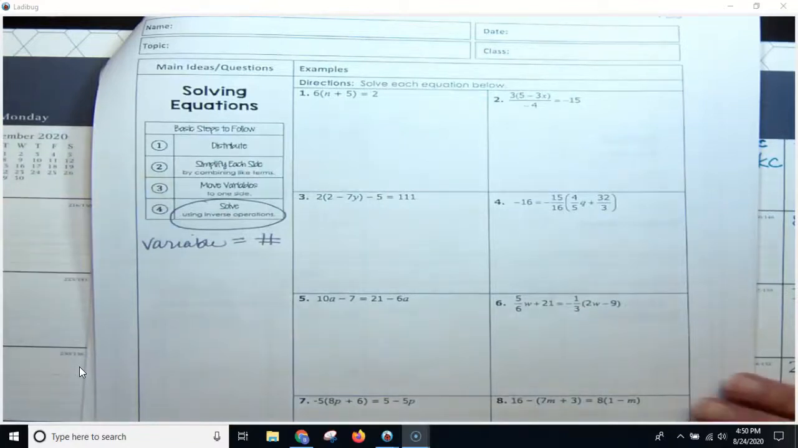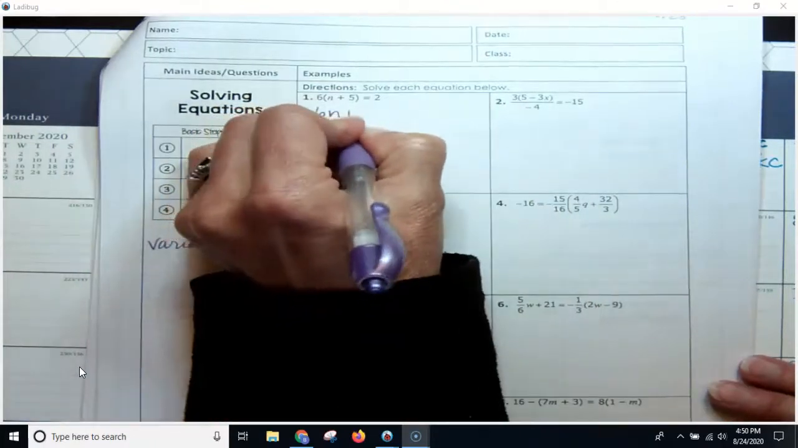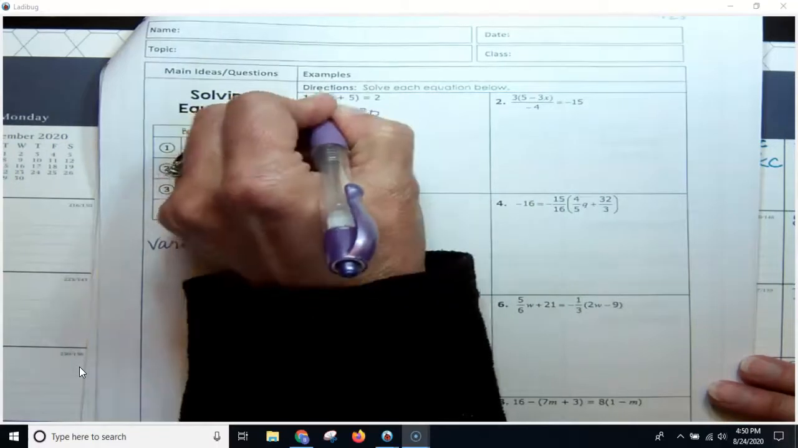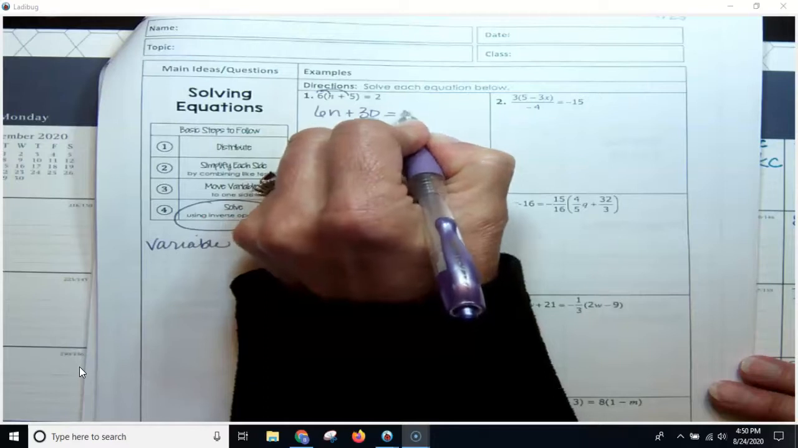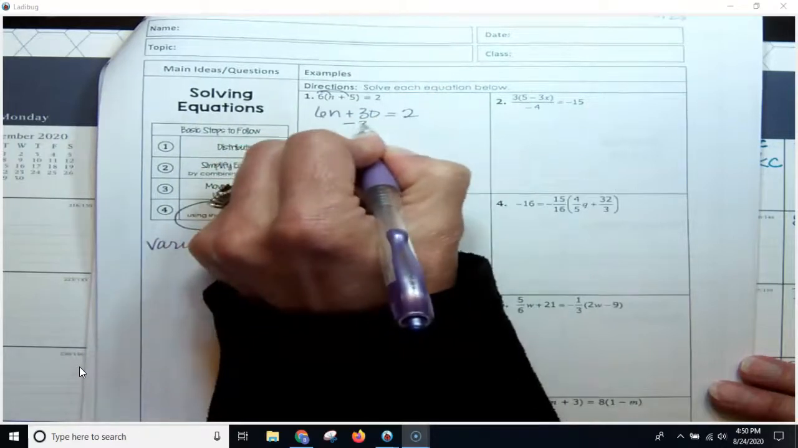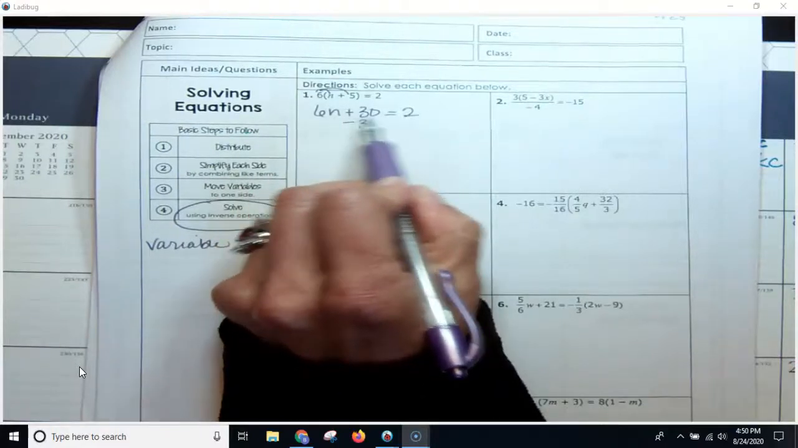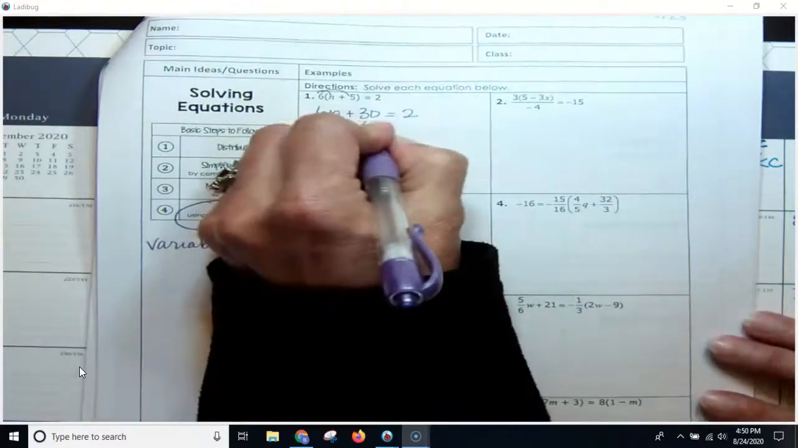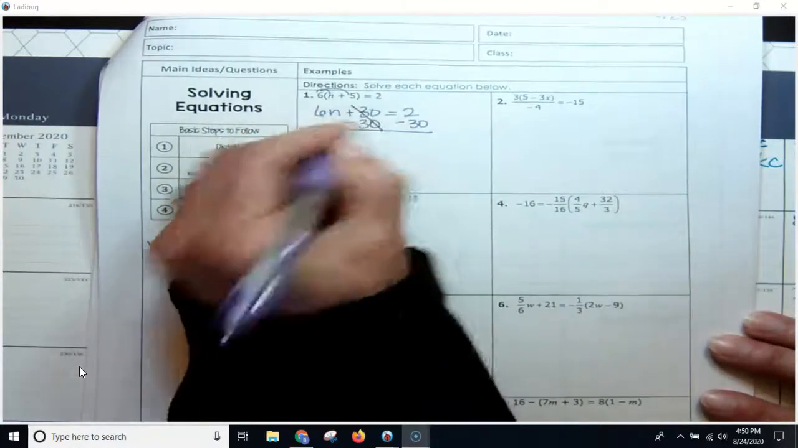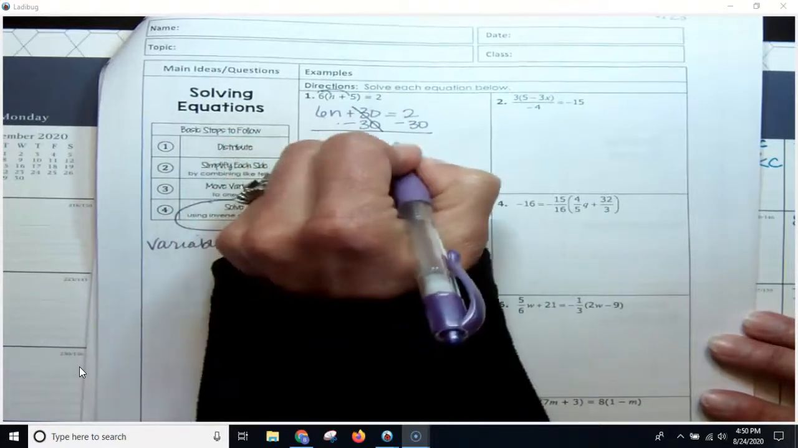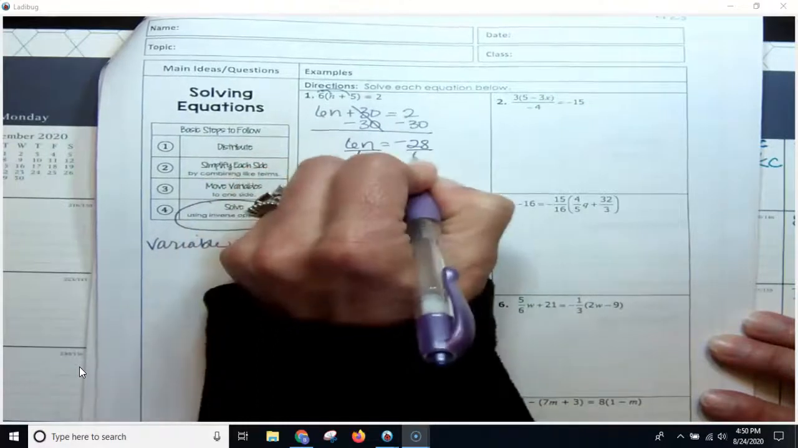Okay, so this very first one should be fairly simple. Make sure that you distribute that 6 to both the n and the 5. Then I'm going to use my inverse operations because I only have unlike terms on the side, and I need to move the constant to the other side. This creates a zero pair. 6n equals negative 28, and then I divide by 6.